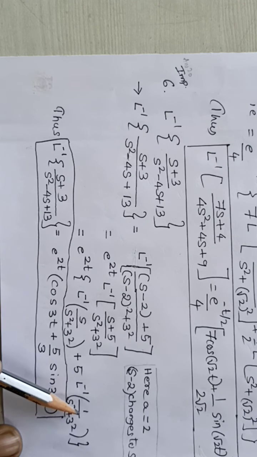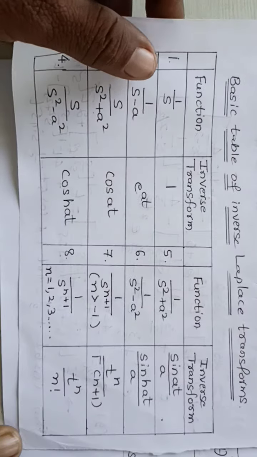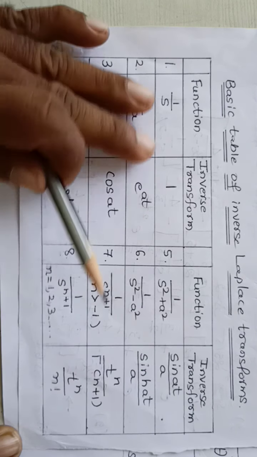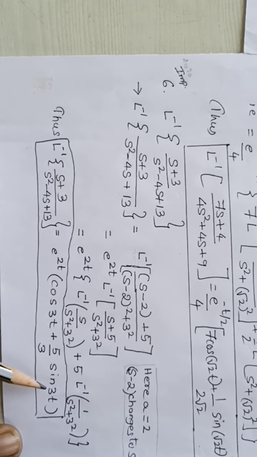Next, Laplace inverse of 1 upon s square plus 3 square. Definitely it is sin: 1 upon s square plus a square is sin at by a. Here a is 3, so sin 3t by 3. So 5 by 3. This is the very important question.